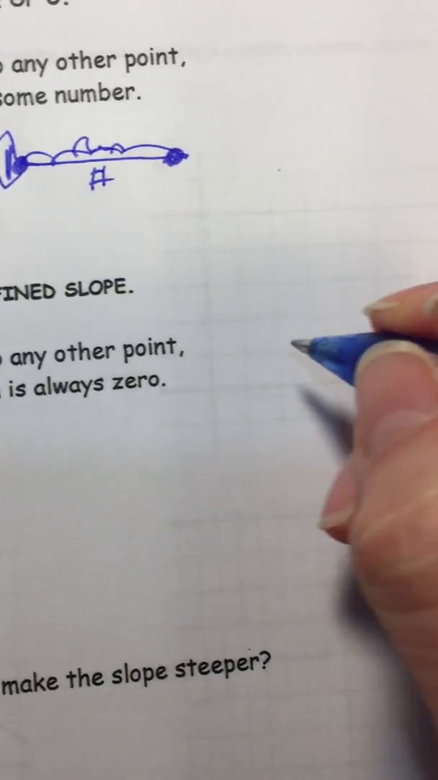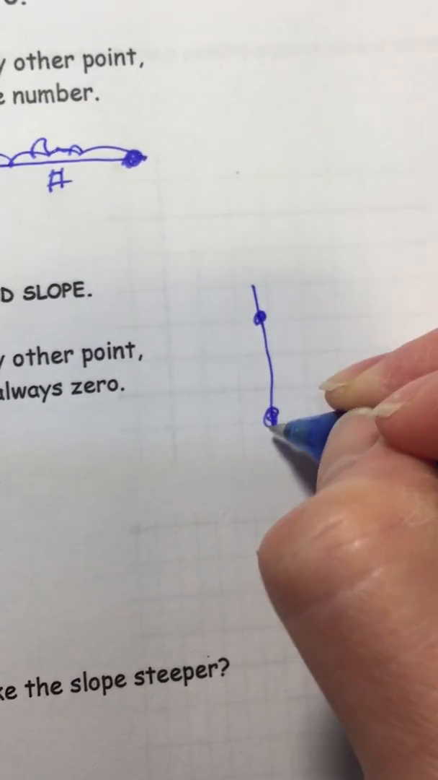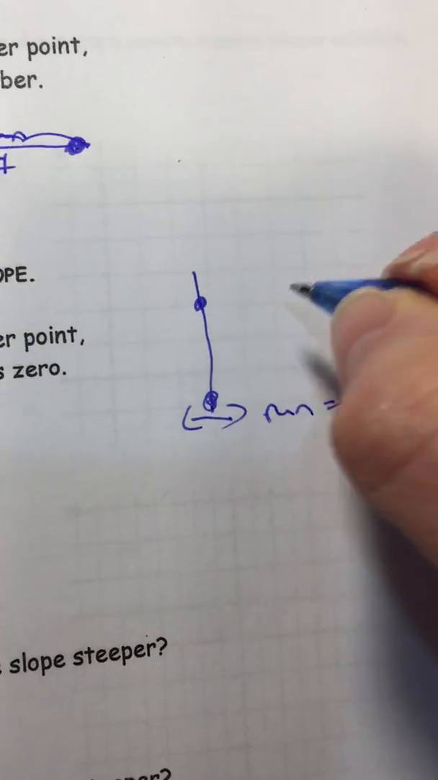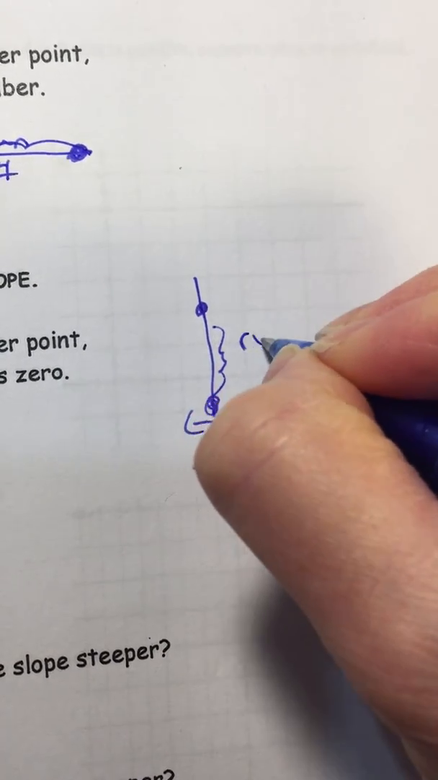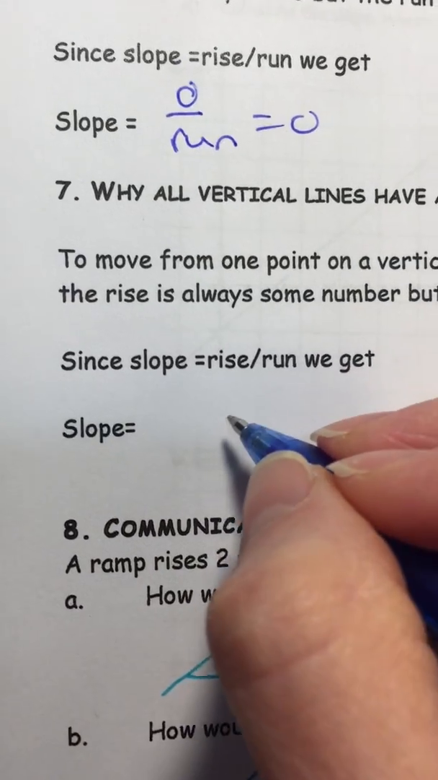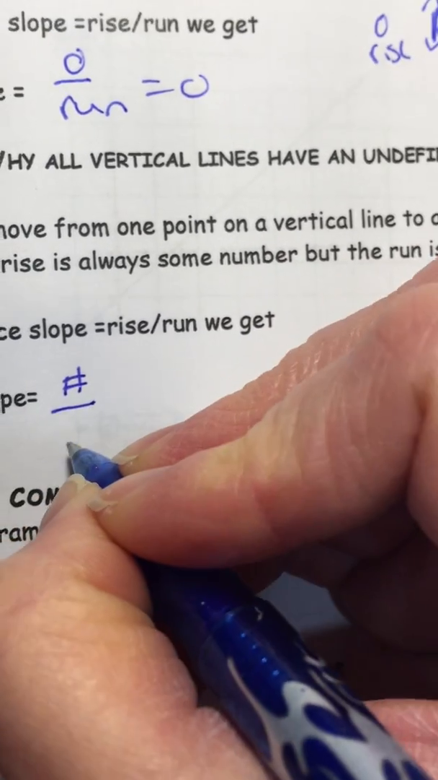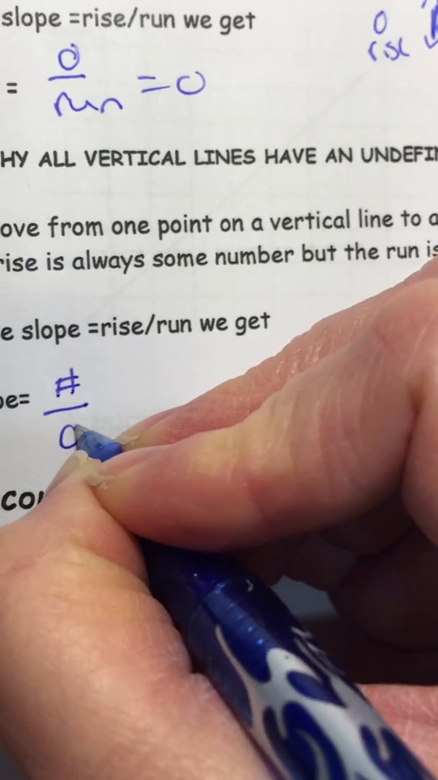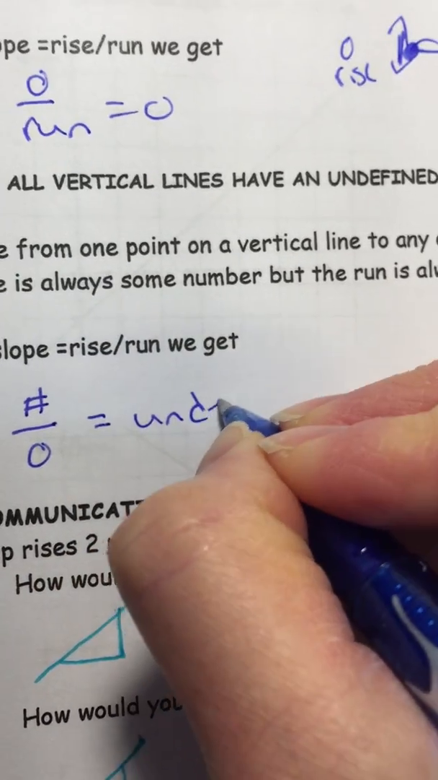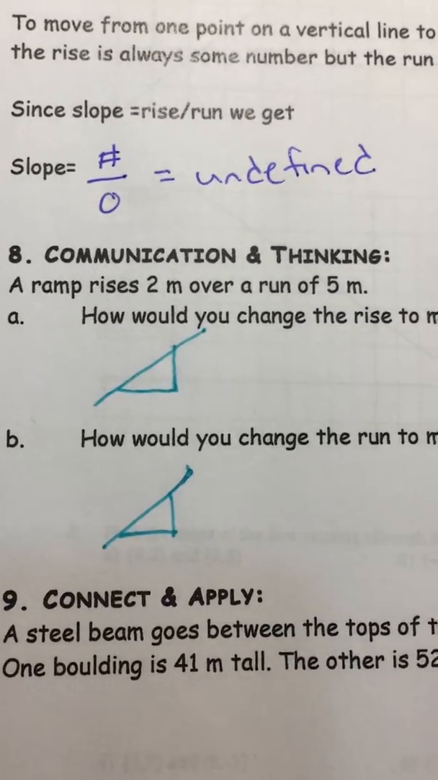Similarly, vertical lines: when you go from any point on a vertical line to another point on a vertical line, your run is always 0. But you do have a rise. It's some number. And since slope is equal to rise over run, our rise is some number, and we put it over 0. And that is undefined. That's a way you could explain it.